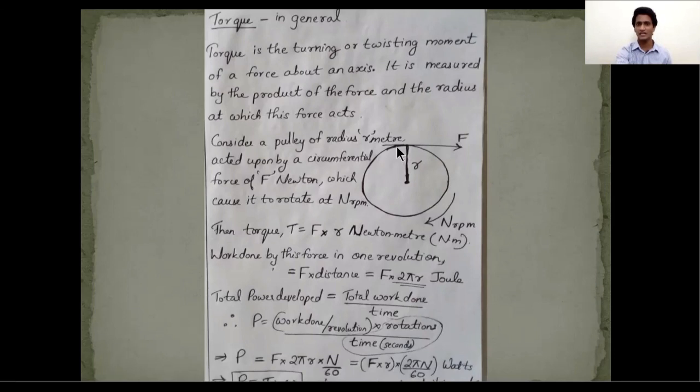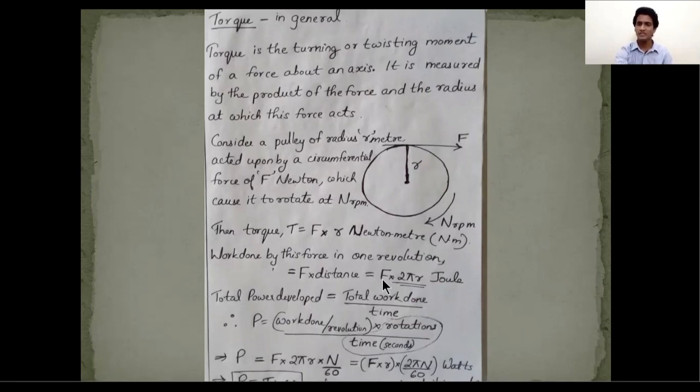If a force F is applied on the pulley, then the torque developed on the pulley by the force F is F into the radius of the pulley. That is, torque T is equal to F into R, and the unit is Newton meter. Then the work done by this force in one revolution of the pulley is F into distance. What is the distance covered in one revolution? That is the circumference of circular motion, that is 2 pi r. So the work done by this force in one revolution is F into 2 pi r joules.